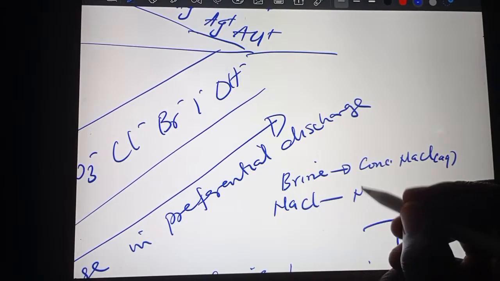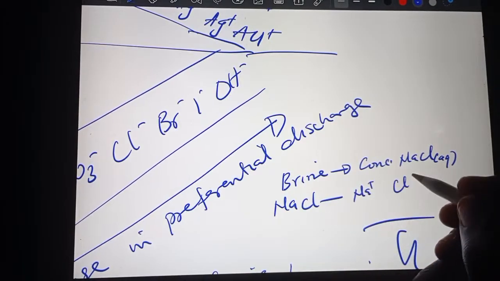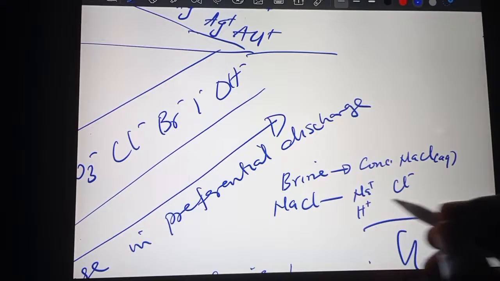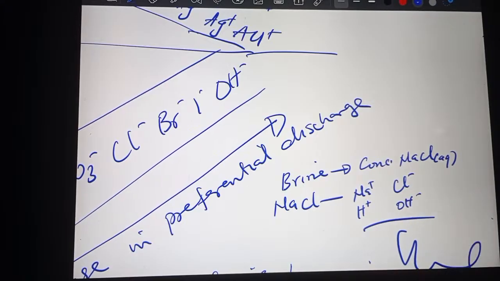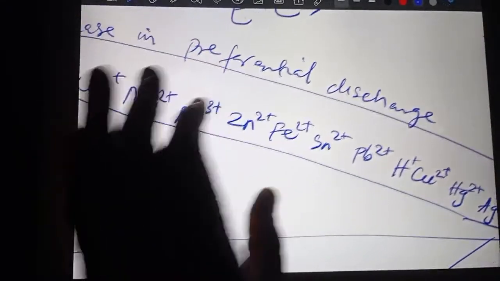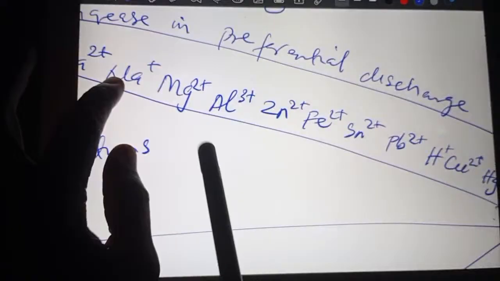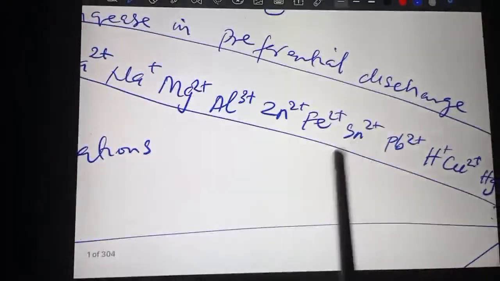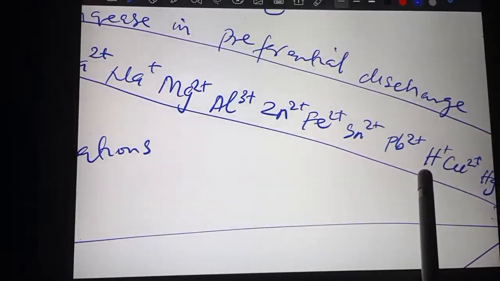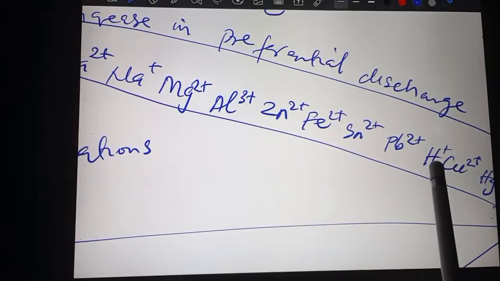NaCl will give you Na plus and Cl minus, where water will give hydrogen plus and OH minus. This one is sodium and hydrogen. Concentration will have no effect on the two. The reason is that sodium and hydrogen are very far from each other. Look at sodium: you have to count 1, 2, 3, 4, 5, 6 before getting it. They are very far, so hydrogen will be discharged.